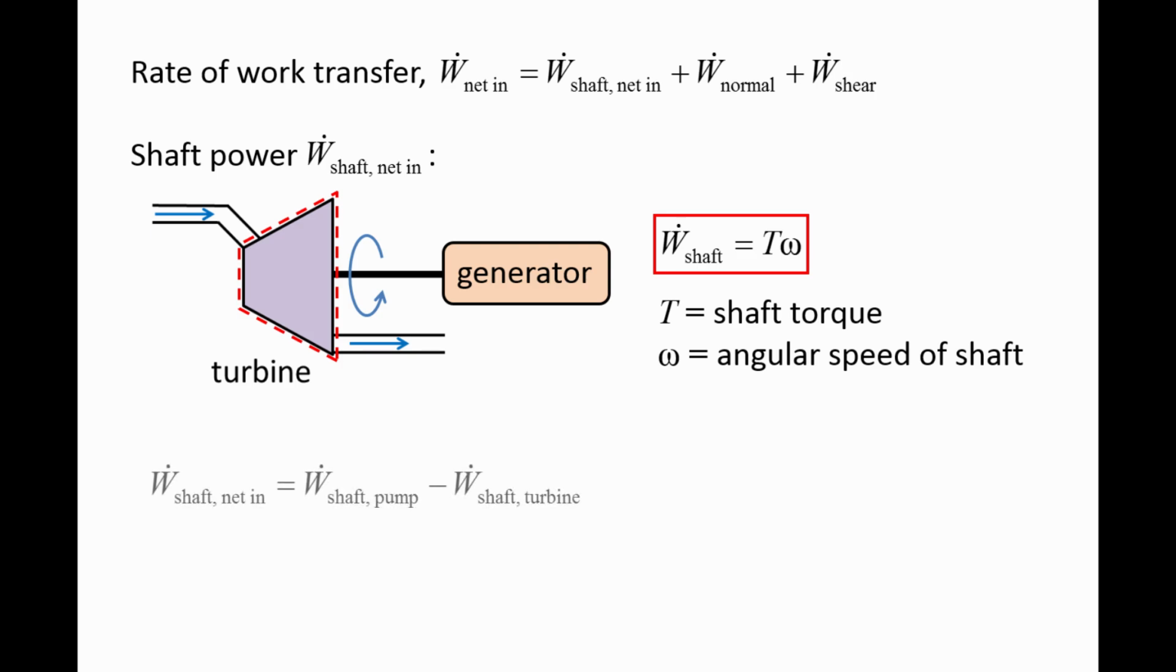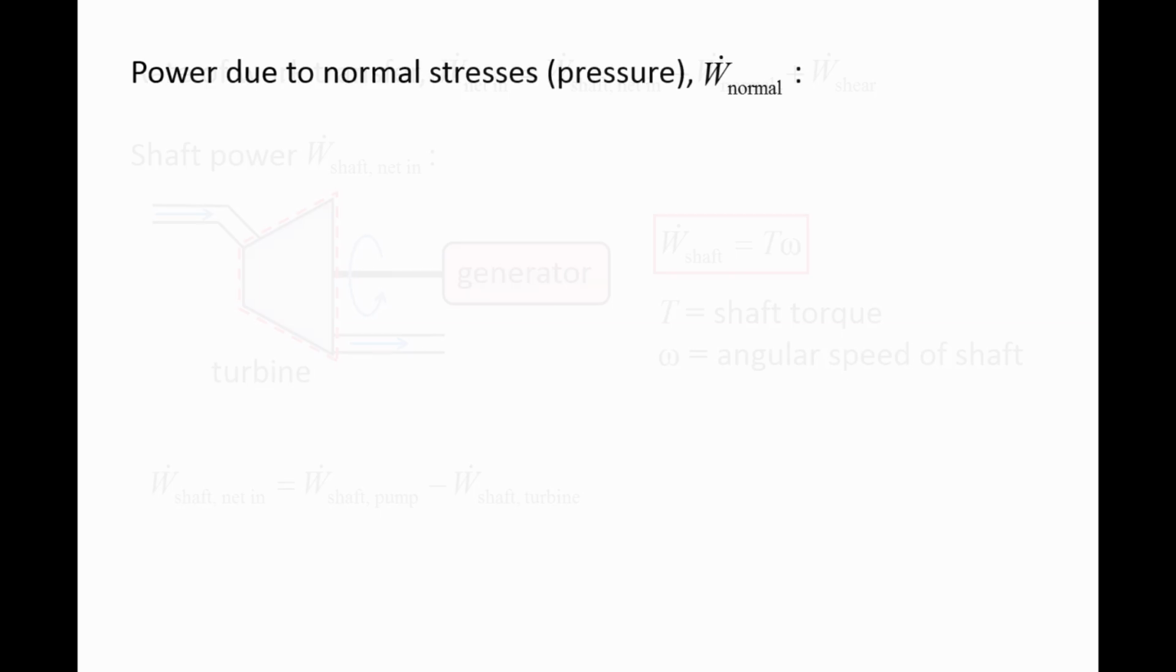The net shaft power into a control volume is the power required to run a pump or similar device, which we will call W shaft pump dot, minus the power extracted from a turbine, which we will call W shaft turbine dot. Fluid at control surfaces are subject to normal and shear stresses.